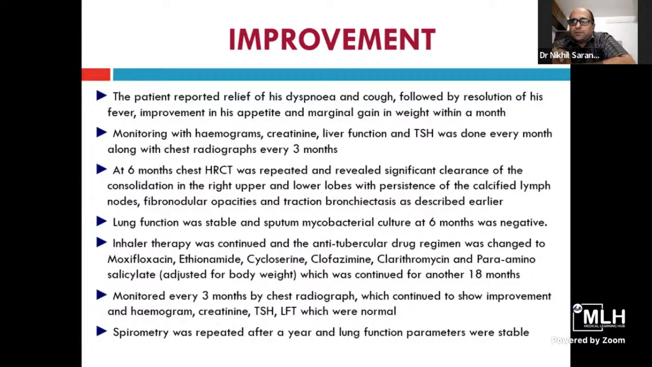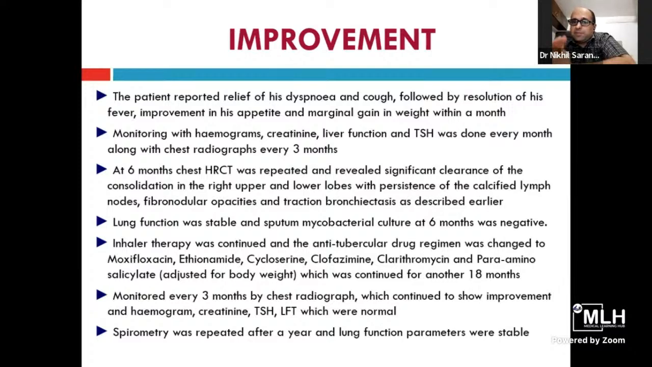So let's see how the patient responded. What is important in any case, TB or even otherwise, is relief of the patient's symptoms. Finally, relief of his dyspnea and cough, followed by resolution of his fever, improvement in his appetite, and a marginal weight gain within a month.